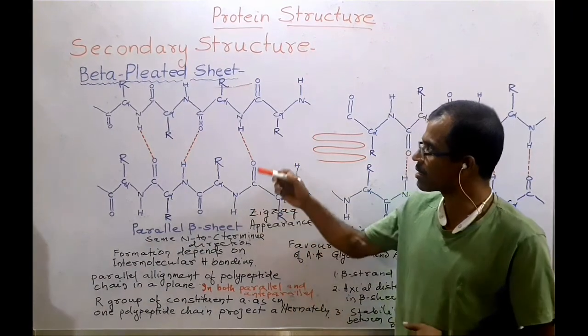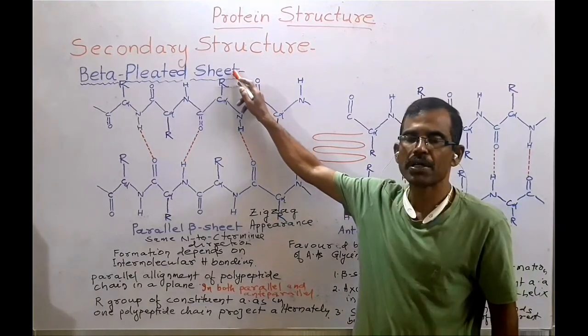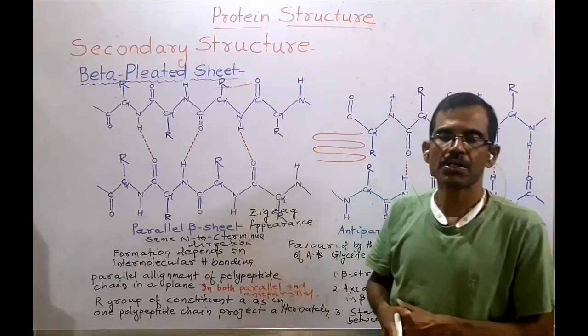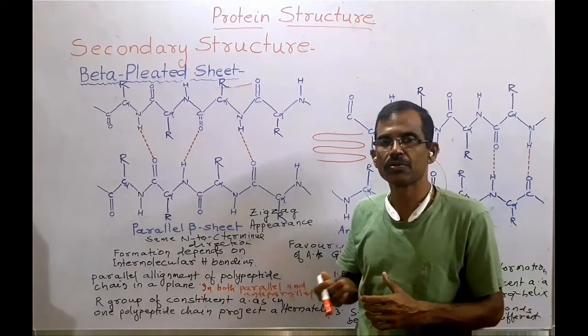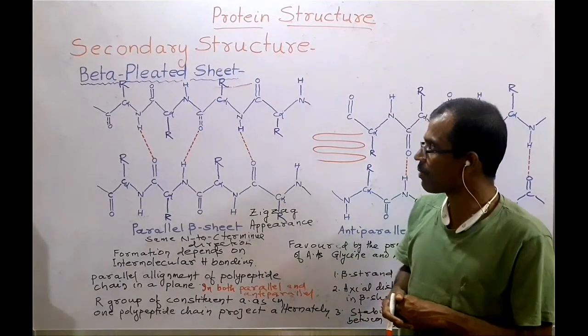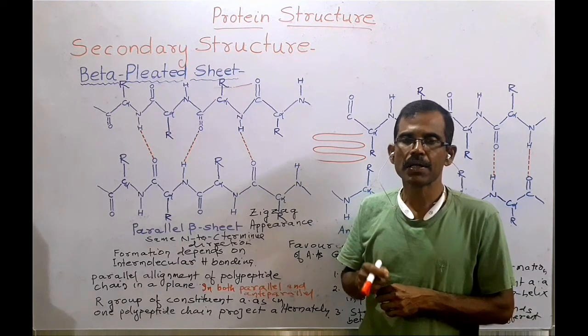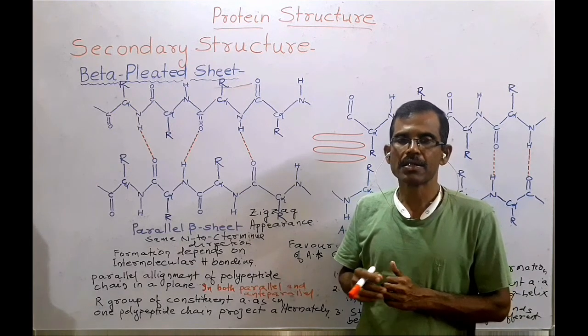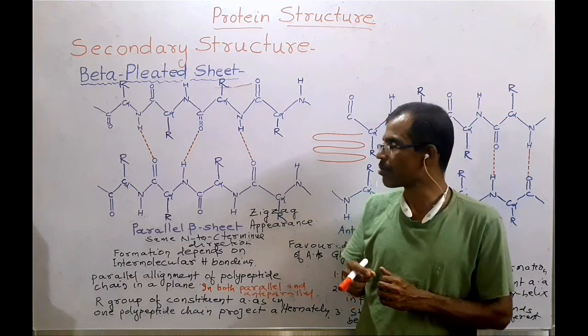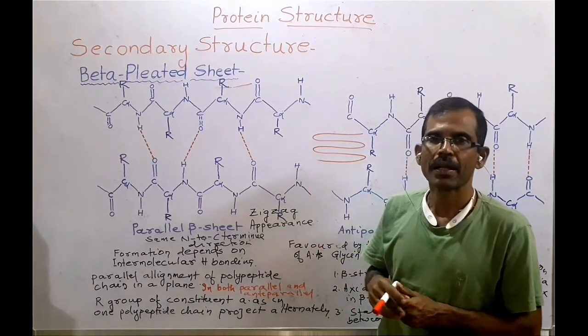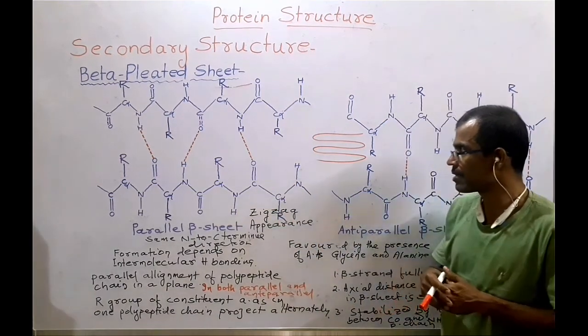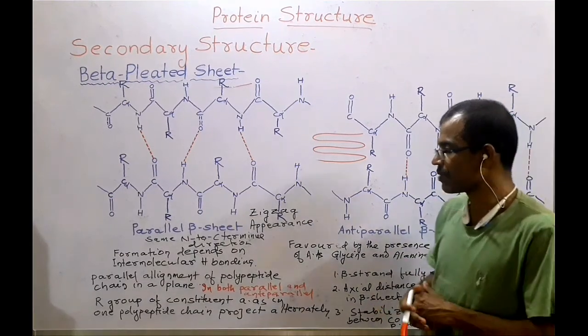Friends, today we shall discuss about beta-pleated sheet. Beta-pleated sheet is a protein secondary structure that was identified by Pauling and Corey. The name beta has been given because it is the second protein structure that was elucidated by them. Beta-pleated sheet has a zigzag appearance.